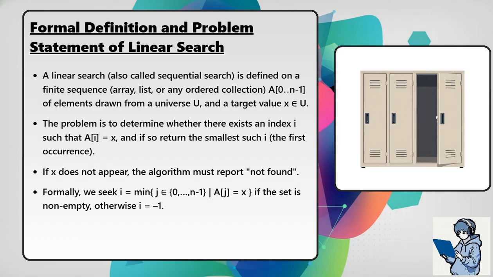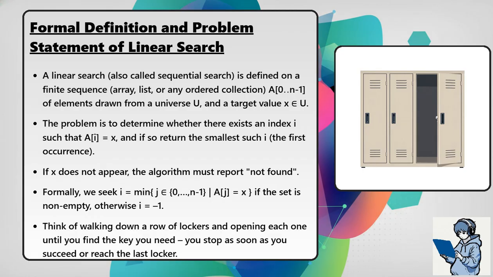Formally, we seek i equals the minimum of j in the set 0 to n-1 such that a_j equals x if the set is non-empty, otherwise i equals -1. Think of walking down a row of lockers and opening each one until you find the key you need. You stop as soon as you succeed or reach the last locker.